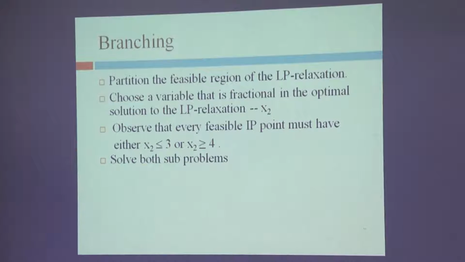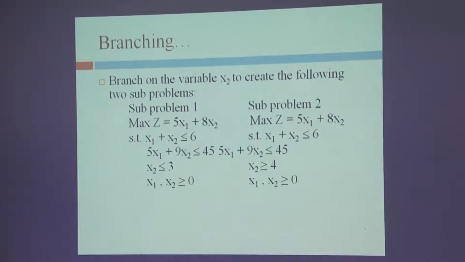Now we have two LP problems; solve both. Initially, what were the constraints we had? We just had two constraints: x1 plus x2 less than or equal to 6 and another 5x1 something. Now we have an additional constraint involving x2. A third constraint has crept in because you tried to divide the feasible region. Again, I think it is shown pictorially. Okay, we'll see. So branch on the variable x2 to create the two sub-problems.